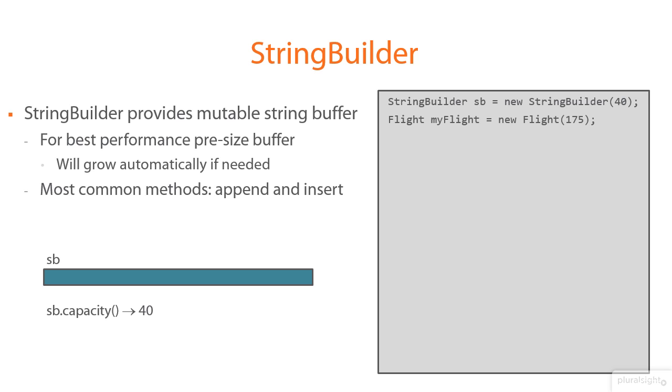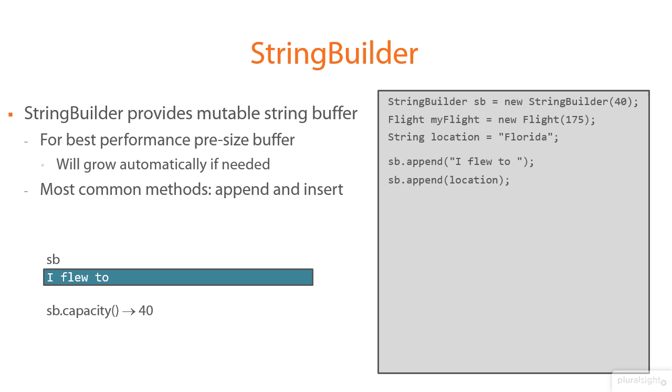So we have our flight we've been using here. We have flight number 175. We'll have a string called location with the value of Florida in it. Let's say we want to build up a message. So I'm going to go ahead and say sb.append("I flew to "). Well, that adds it to the end of the StringBuilder. Well, since the StringBuilder is empty, that adds it to the beginning.